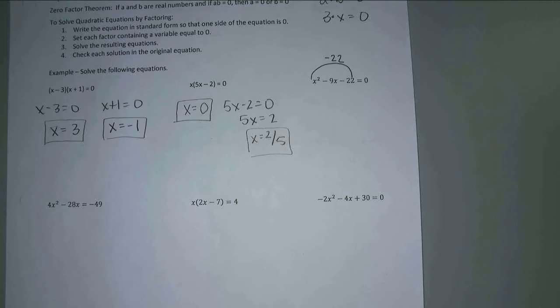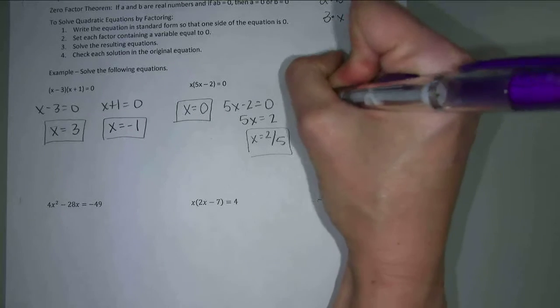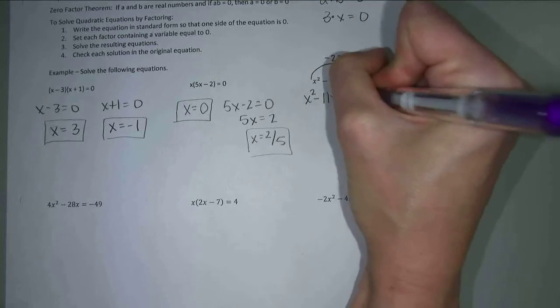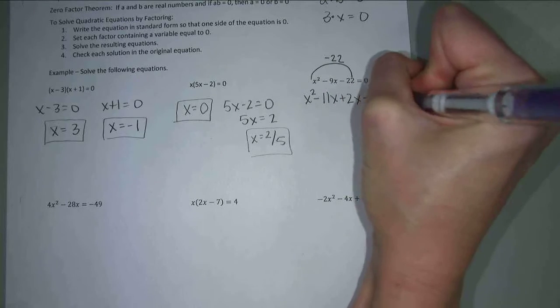Well, 22 only splits up a couple ways, right? 1 and 22 and 2 and 11. Is there a way to use 2 and 11 to get to negative 9? There sure is. We're going to write this as x squared minus 11x plus 2x minus 22 equals 0.